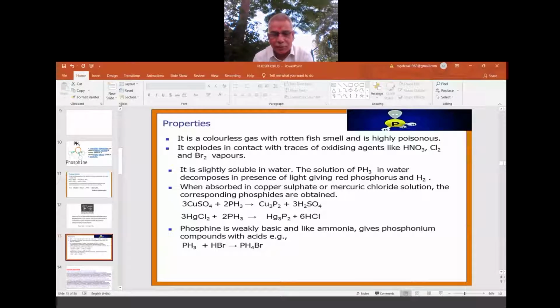So when phosphine reacts with the hydrogen halides, HBr, HCl, HI, the corresponding phosphonium halides are formed, similar to ammonium halides. What we have studied in the ammonium halides, in the same pattern, in the same fashion, here also phosphonium halides are formed. One example I have shown: phosphine with hydrogen bromide gives phosphonium bromide.